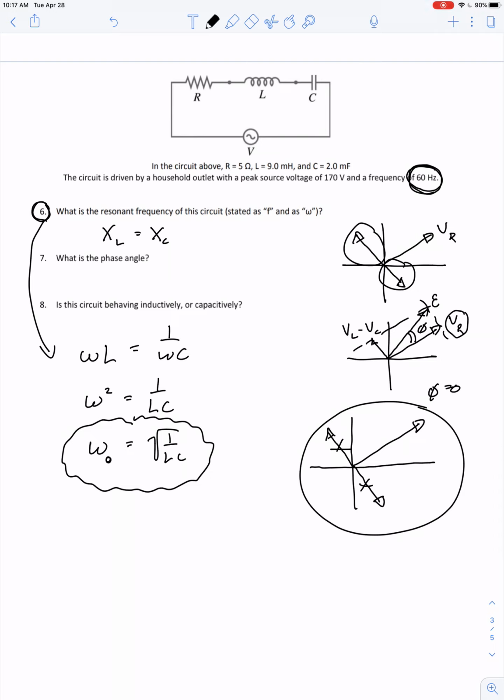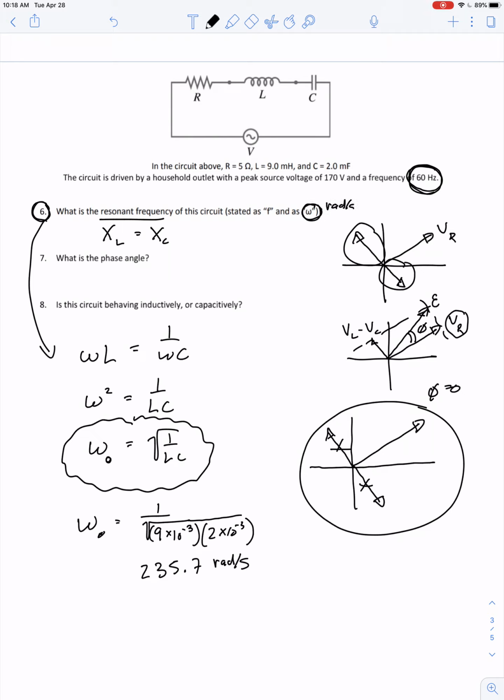And that's the symbol that we'll refer to as the special frequency, known as resonant frequency. So given the values we have in this example problem, our resonant frequency would be equal to 1 over the square root of 9 millihenries, or 9 times 10 to the negative third, and 2 millifarads, 2 times 10 to the negative third. Okay, try that on your calculators. And this comes out to 235.7 radians per second.